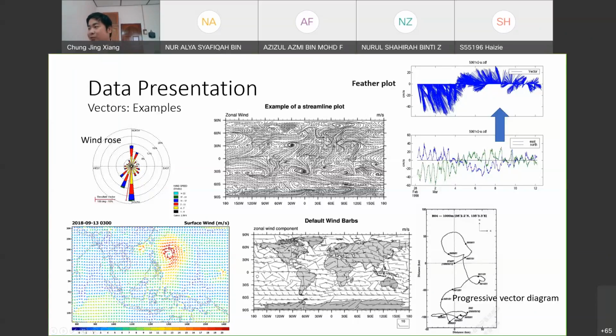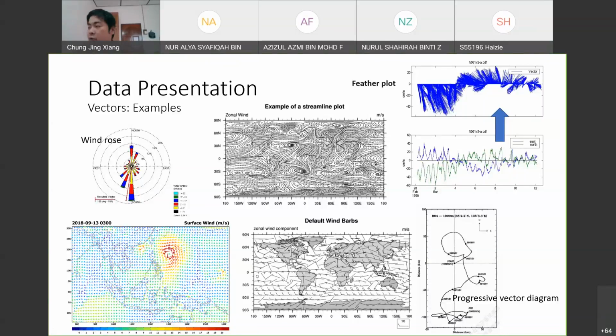Of course, you can also draw a streamline, which basically shows you where the circular motion is, where the motion goes straight, or even ocean current. Of course, you have wind barbs, or even this weather plot, usually showing the direction at a certain point.